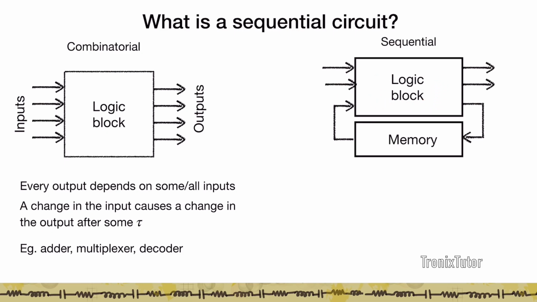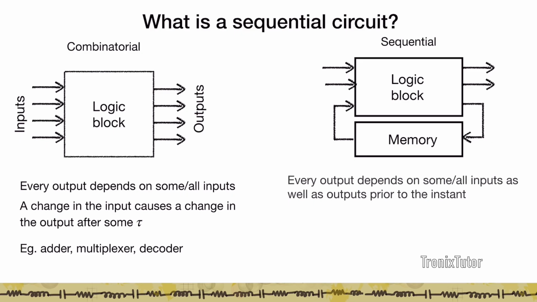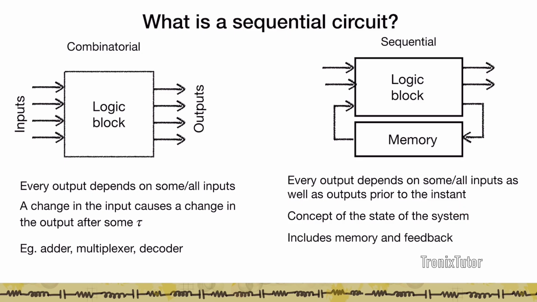A sequential circuit, on the other hand, normally consists of a logical block and some sort of a memory element. And so here every output of the block depends not only on some inputs but can depend on the outputs at some prior instant of time. So we have a concept of what is known as the state of the system, and sequential circuits typically include some sort of a memory and have some sort of a feedback which is built into the circuit. And examples of these would be counters, registers, FSMs, etc.